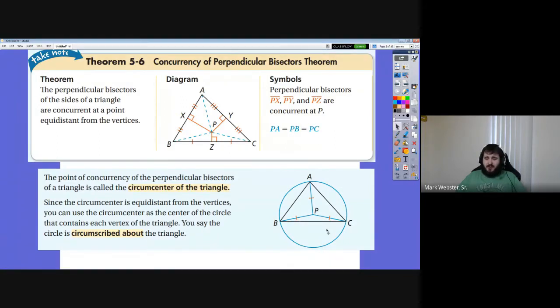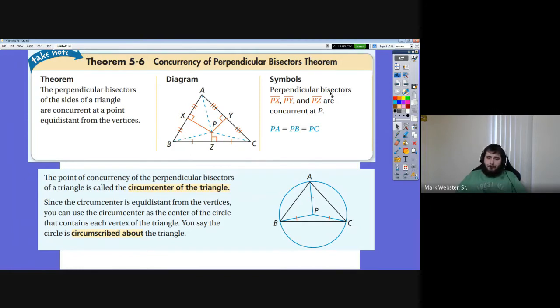But basically, and here's another word, circumscribed. Basically, here's your triangle, and then you draw a circle around it so that all the corners are touching the circle. You say that you have circumscribed a circle around that triangle.